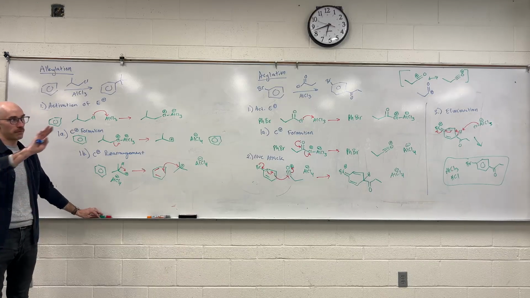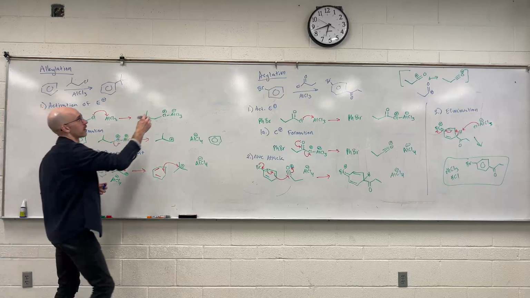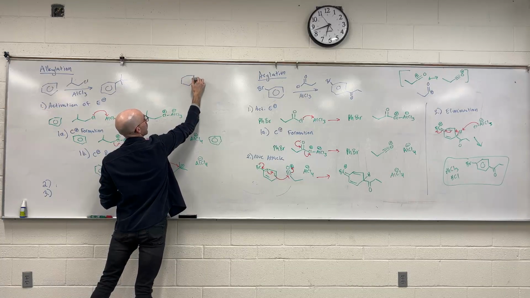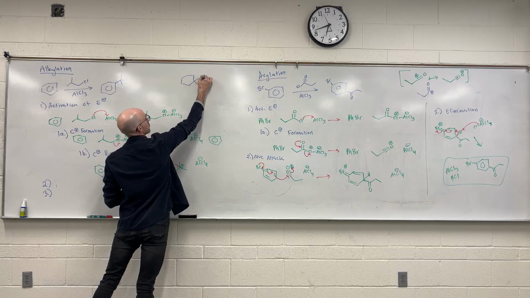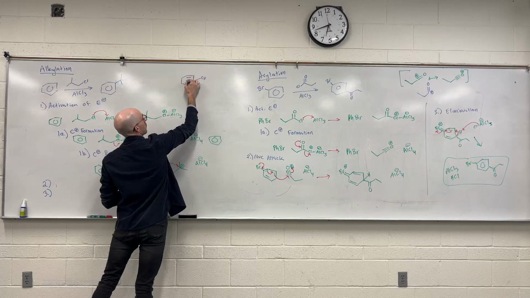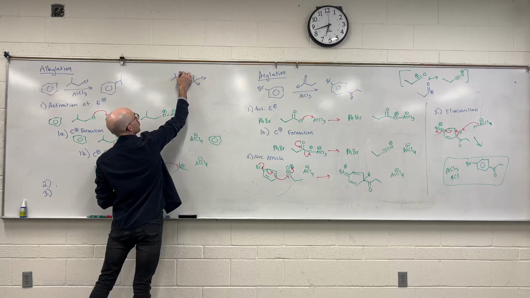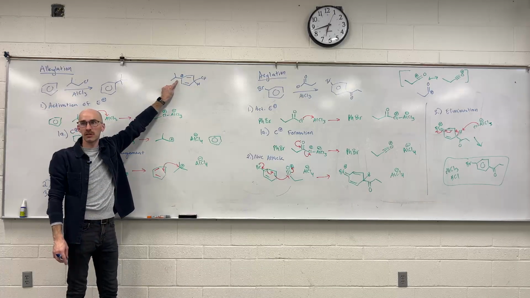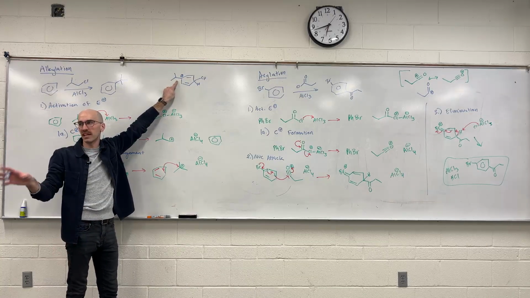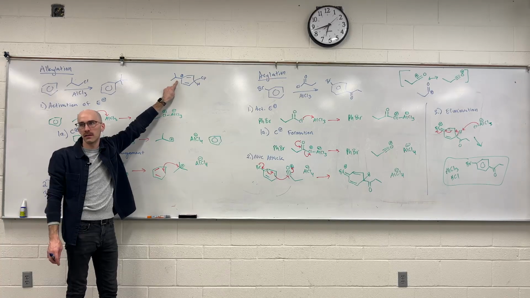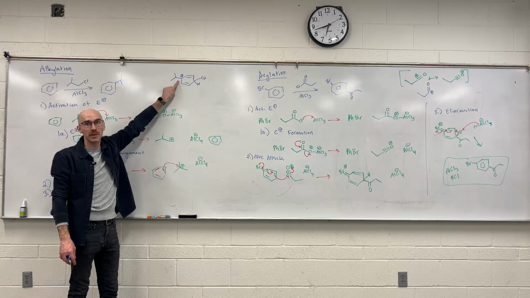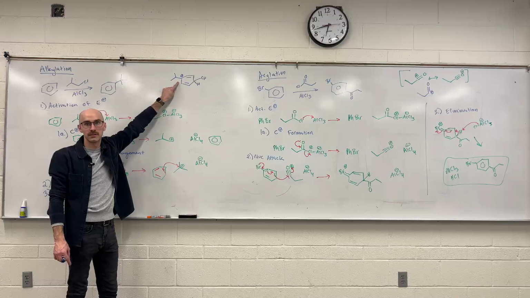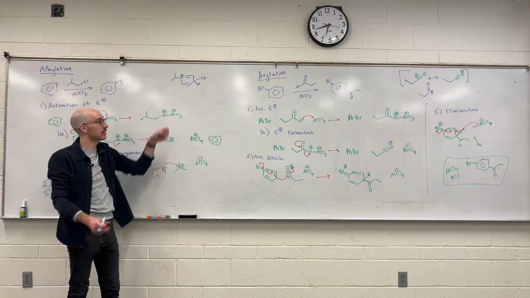All right, so I want to point out something about your written work. If you do the first EAS mechanism, then you should be drawing a major resonance form that looks like this. I've abbreviated that cyclopentyl ring as CP, but you're looking for that tertiary carbocation. That's the resonance form I want to see.